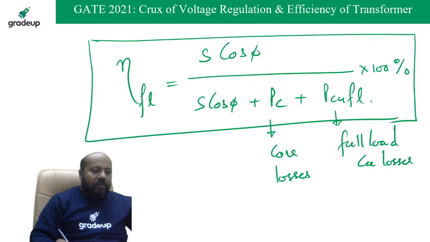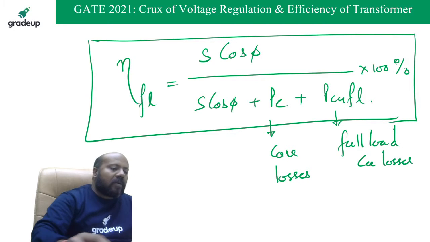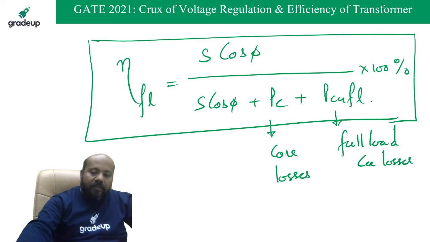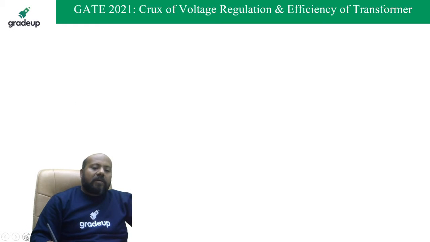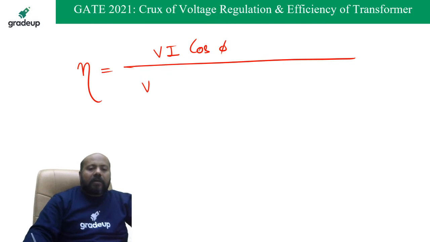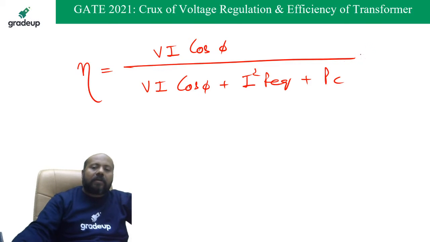You get the efficiency at full load. Are you getting this idea clear in your mind or not? Tell me yes or no. Now, suppose I am not interested in the full load, any general load I am writing. So I am writing the efficiency as VI cos phi upon VI cos phi plus I square R equivalent plus PC. What is PC? Core losses. What is I square R equivalent? This is the total copper losses, you can understand. And you can multiply by 100 if you want it in percentage.